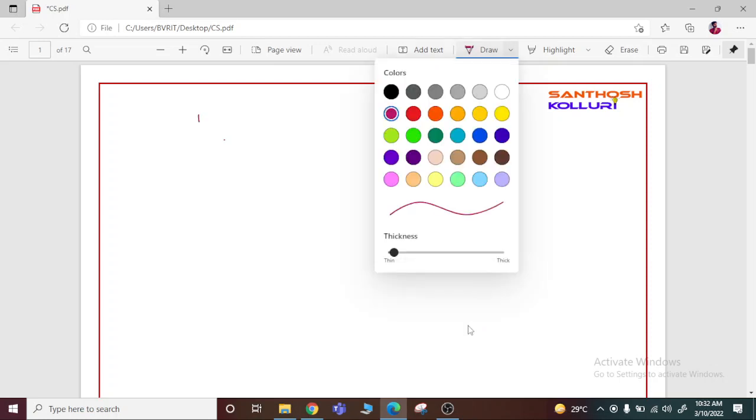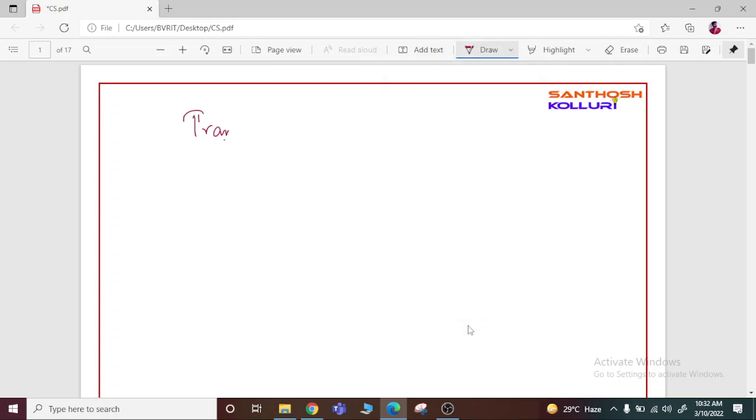Transfer function of armature control DC motor and transfer function of field control DC motor. We will see now. Transfer function of DC motor.